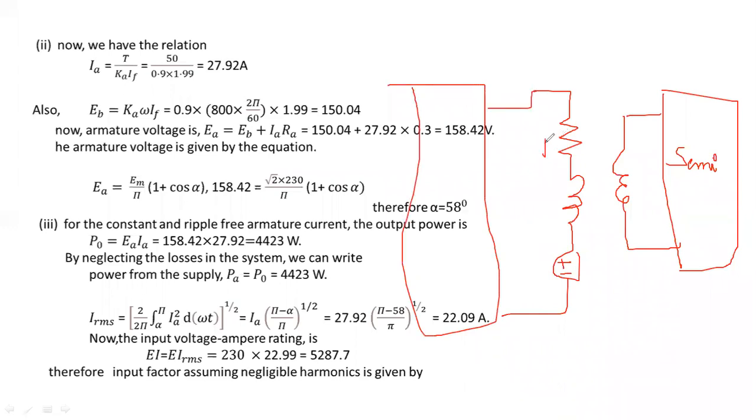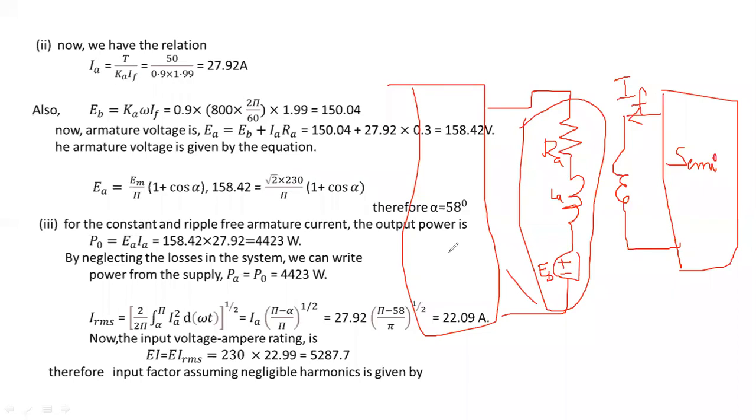So this is the armature circuit. Here it is RA, here it is LA, and here it is back EMF EB. So this is our armature circuit, and this is our field circuit. We have calculated the field current in the first bit. This is the field current.